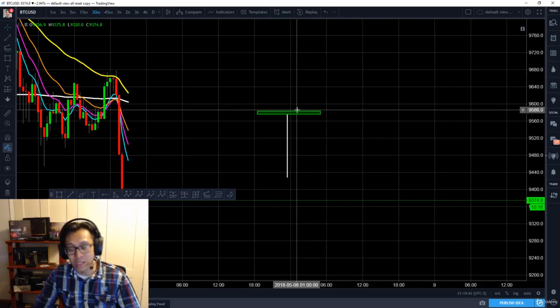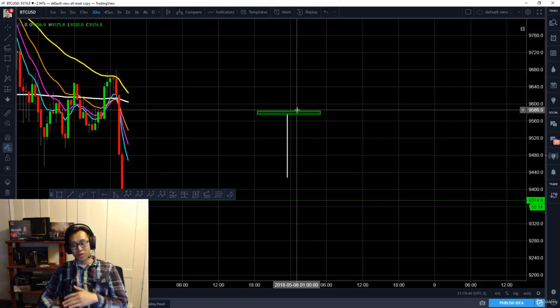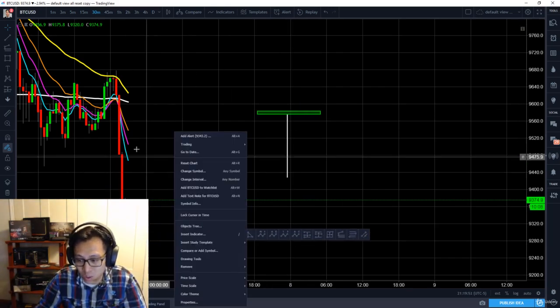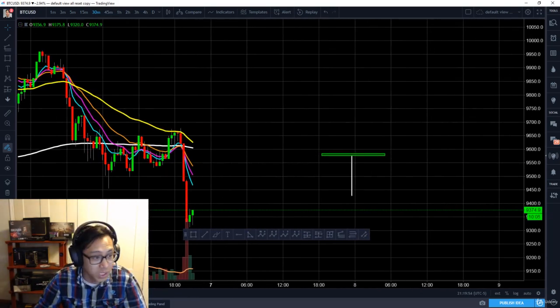So if you ever see these at the bottom of a downtrend, these are very bullish candles, and it would actually imply that there's a good chance that something is going to happen in terms of the bulls defending successfully, and we should get higher highs.